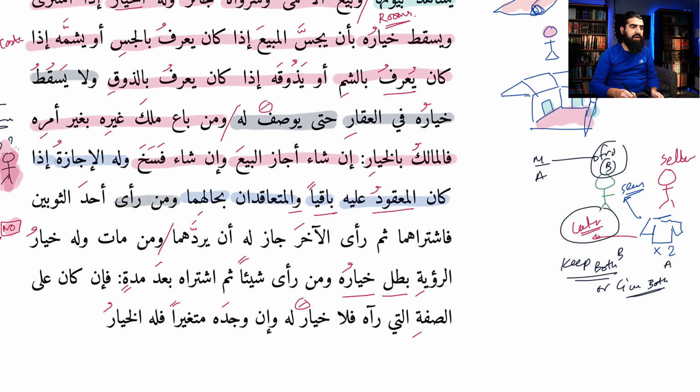So man ra'a ahad al-thawbayn, whoever has seen one of two cloths, fashtarahuma, and then he purchases it, thumma ra'a al-akhar, and then he sees the other one later, B he sees, jaza lahu an yaruddahuma. It's permissible for him to give both back, meaning he has to give both back. He can't keep one and not the other.